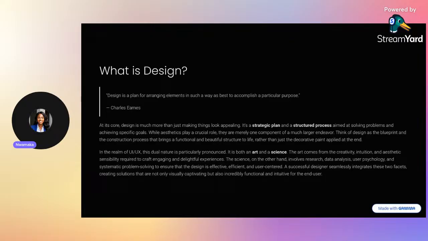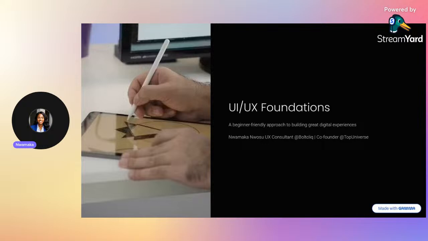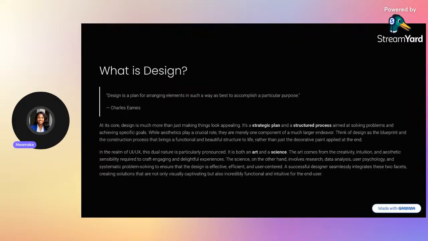To start off the class for Introduction to UI/UX Design, the foundations. We're starting off with the foundations because I believe most of the people on this call are beginners, and it's best to make you understand what you're going into and what to expect from being a designer. I like to always start off with this quote from Charles Eames: "Design is a plan for arranging elements in such a way as best to accomplish a particular purpose."